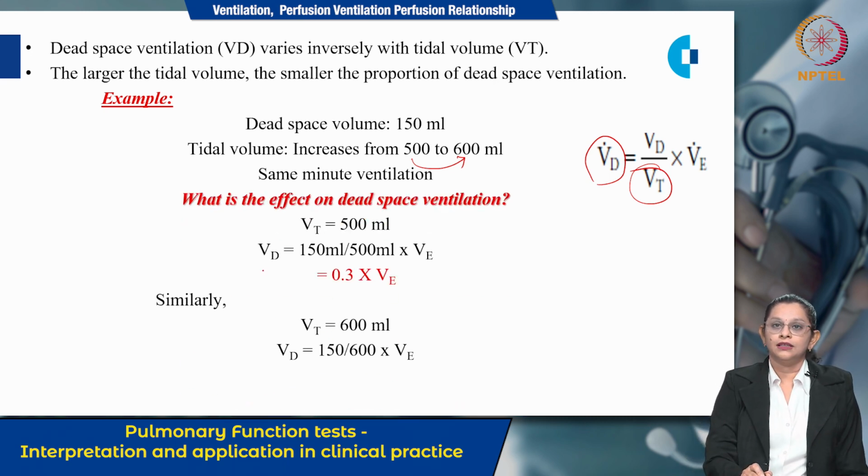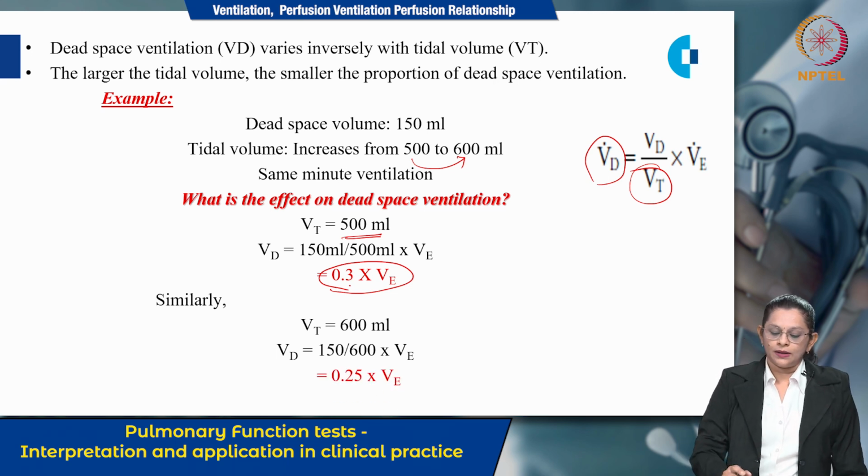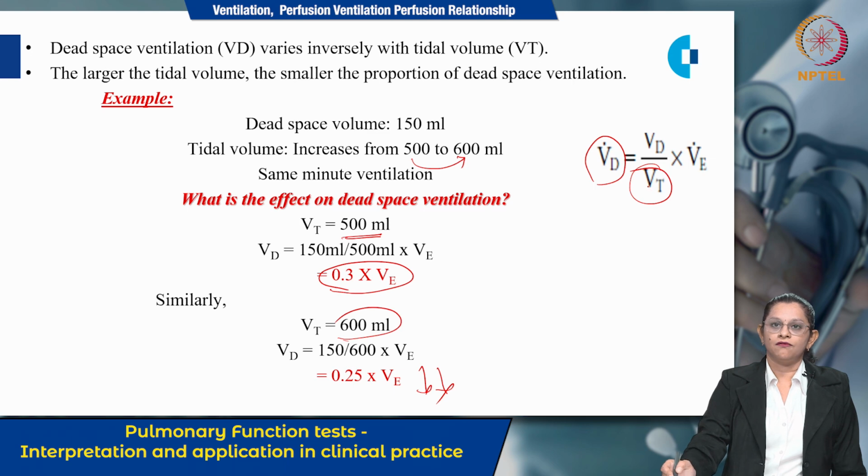So if the tidal volume is 500, the dead space ventilation is 0.3 into pulmonary ventilation. If the tidal volume is 600 ml, you can see that the dead space is decreased to 0.25 into pulmonary ventilation. So we can see there is an inverse relationship between dead space volume and the tidal volume.